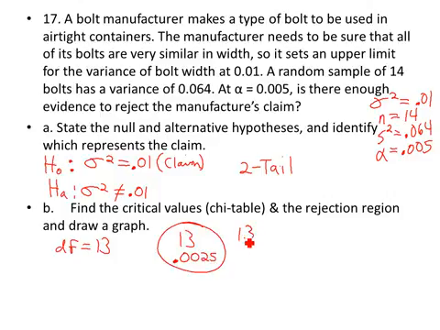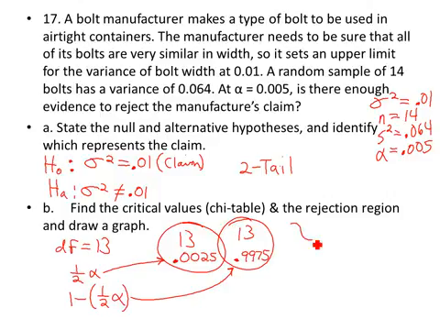Then we're gonna take 13 and 1 minus half alpha. That's half alpha, then 1 minus half alpha, we're gonna put right there. What is 1 minus that? 0.9975. Now we're gonna find our 2 chi squared values by using the chart. What's that one give us? 13 and 0.0025. 4.736.